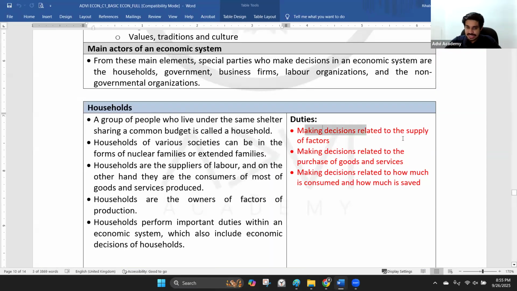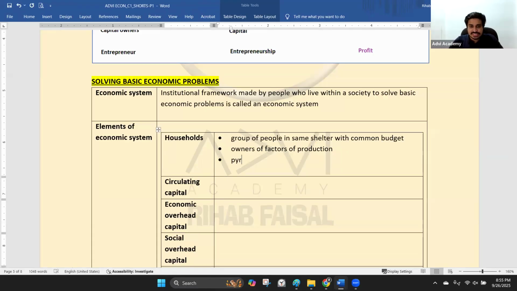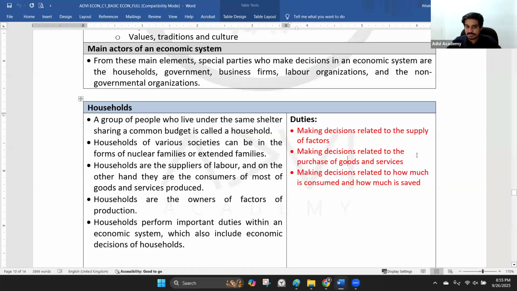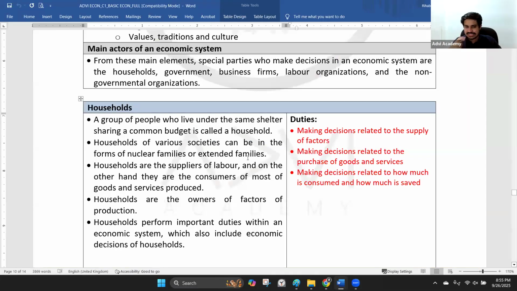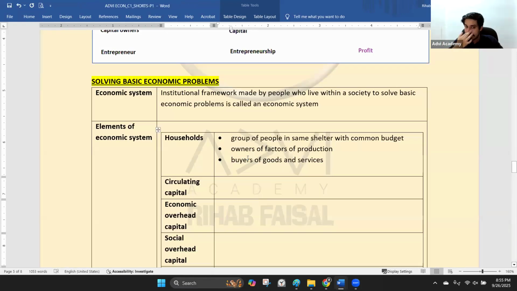So we are saying they are the ones who decide related to supply of factors of production, and they are the purchasers or buyers of goods and services. They own factors of production. So as a laborer, you will go and work in a company and you will earn money, and using that money, you will actually buy goods and services. So we can say purchasers or buyers of goods and services. And they are basically the ones who also decide how much they are going to consume and how much they are going to save. So we will keep it like this.